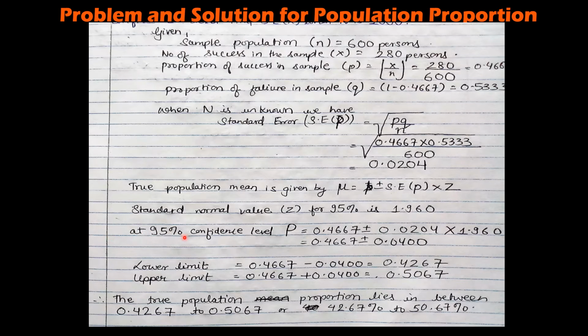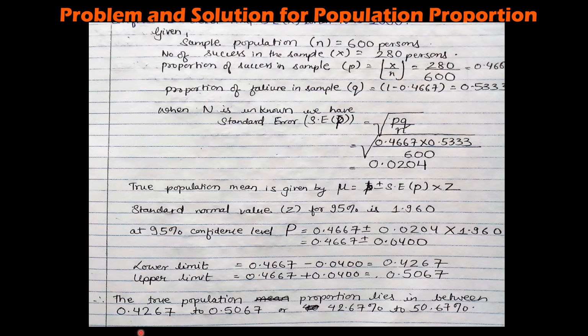So at 95% confidence level, P is equal to 0.4667 plus or minus 0.0204 into 1.960. And here we obtain this answer. For obtaining the lower limit, we subtract this 0.0400 from our proportion of success in the sample. And for obtaining the upper limit, we add 0.0400 to our proportion of success in the sample.